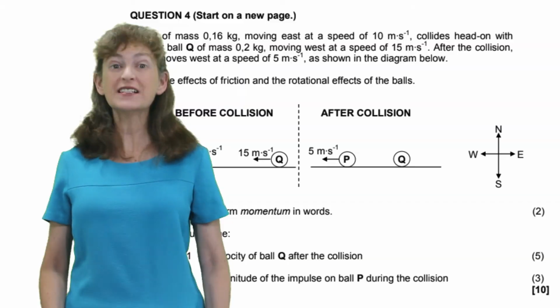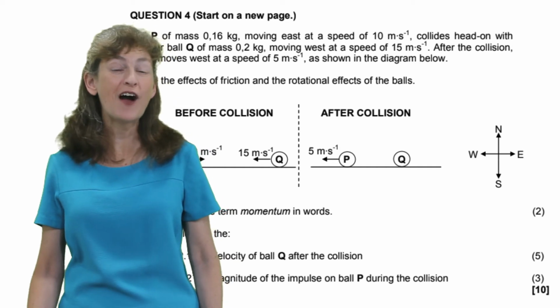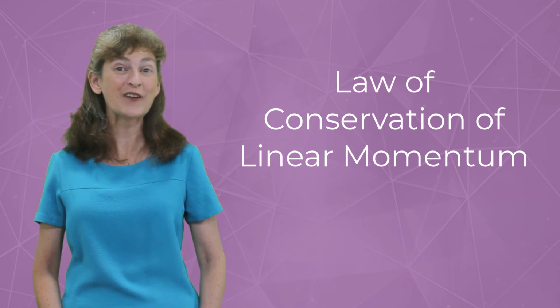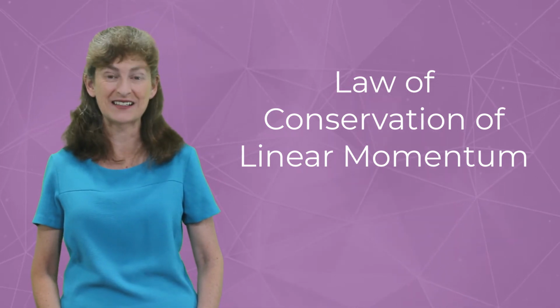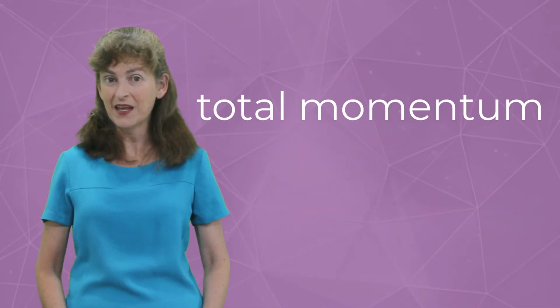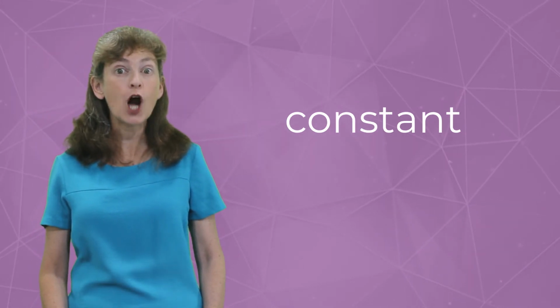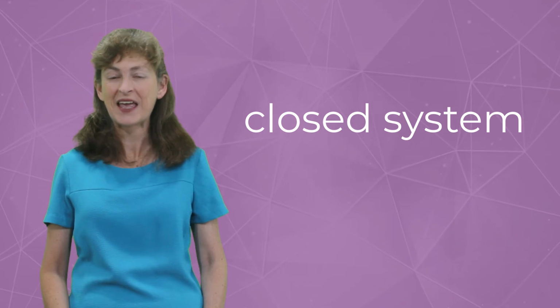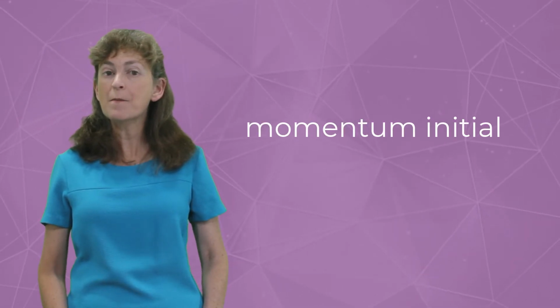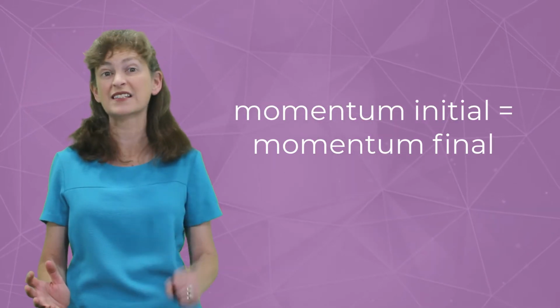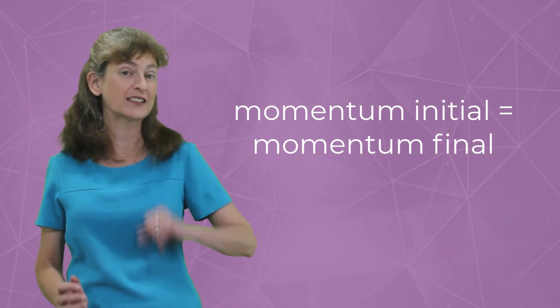A quick recap. In this movie, we used this exam question to help us to revise some concepts about momentum and impulse and the law of conservation of linear momentum. 1. The total momentum of a system of objects remains constant in a closed system. In other words, the sum of the momenta of the objects before a collision equals the sum of the momenta of the objects after a collision.